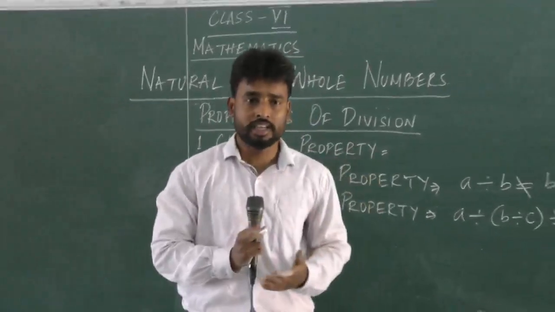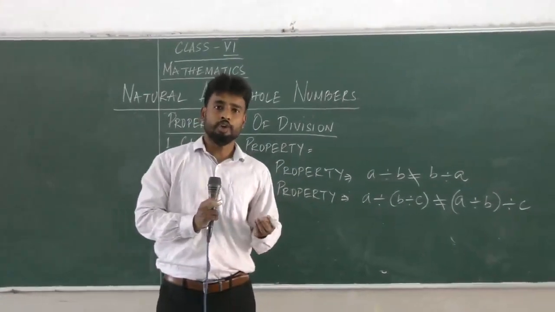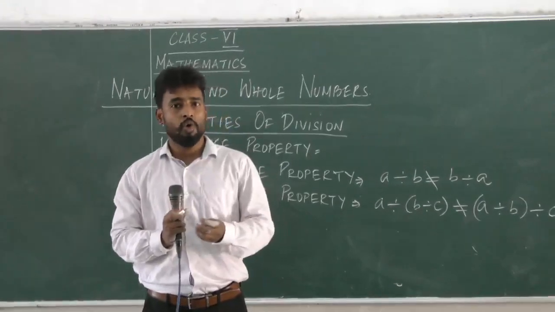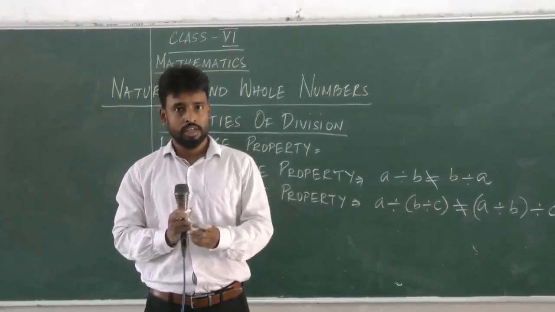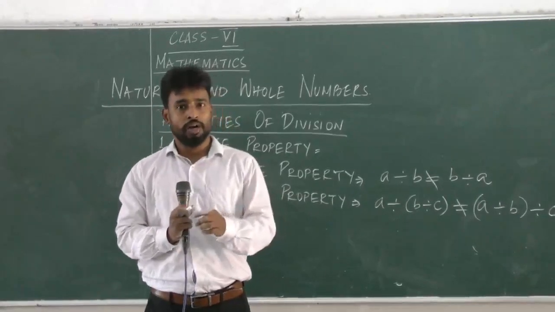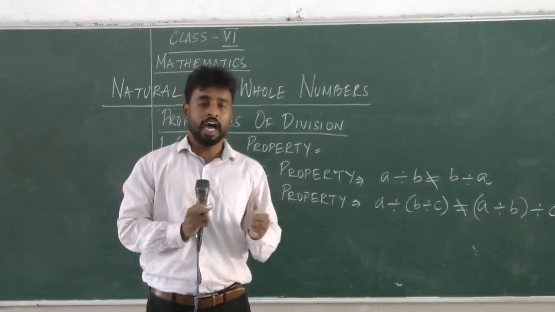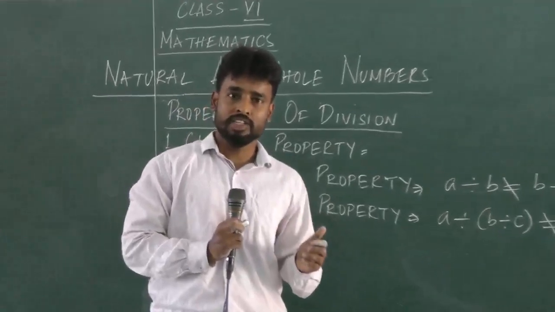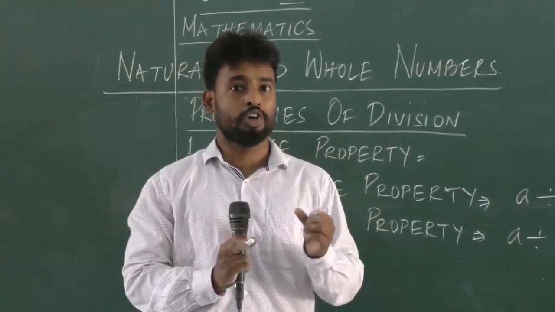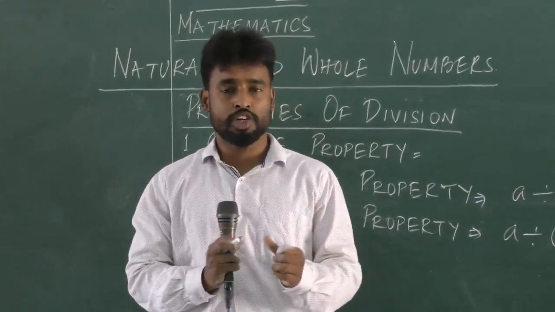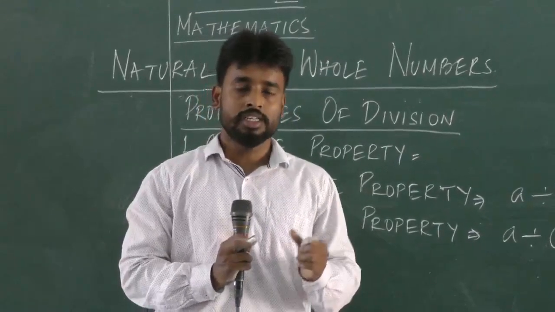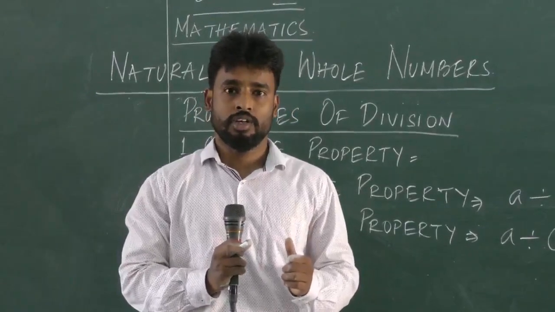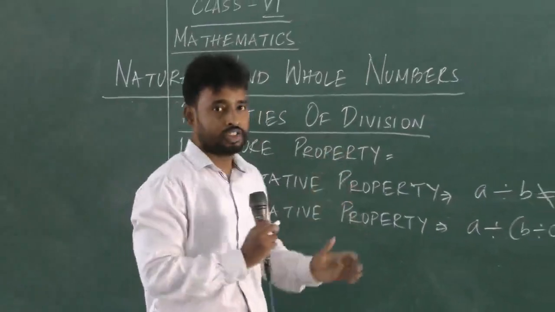Now let us see it once again. We learned that addition of whole numbers are closed. Similarly, multiplication of whole numbers are also closed. Addition and multiplication of whole numbers are commutative. Addition and multiplication of whole numbers are associative. But subtraction and division of whole numbers are not closed. Subtraction and division of whole numbers are not commutative. Subtraction and division of whole numbers are not associative. So this is how we'll conclude this chapter here.